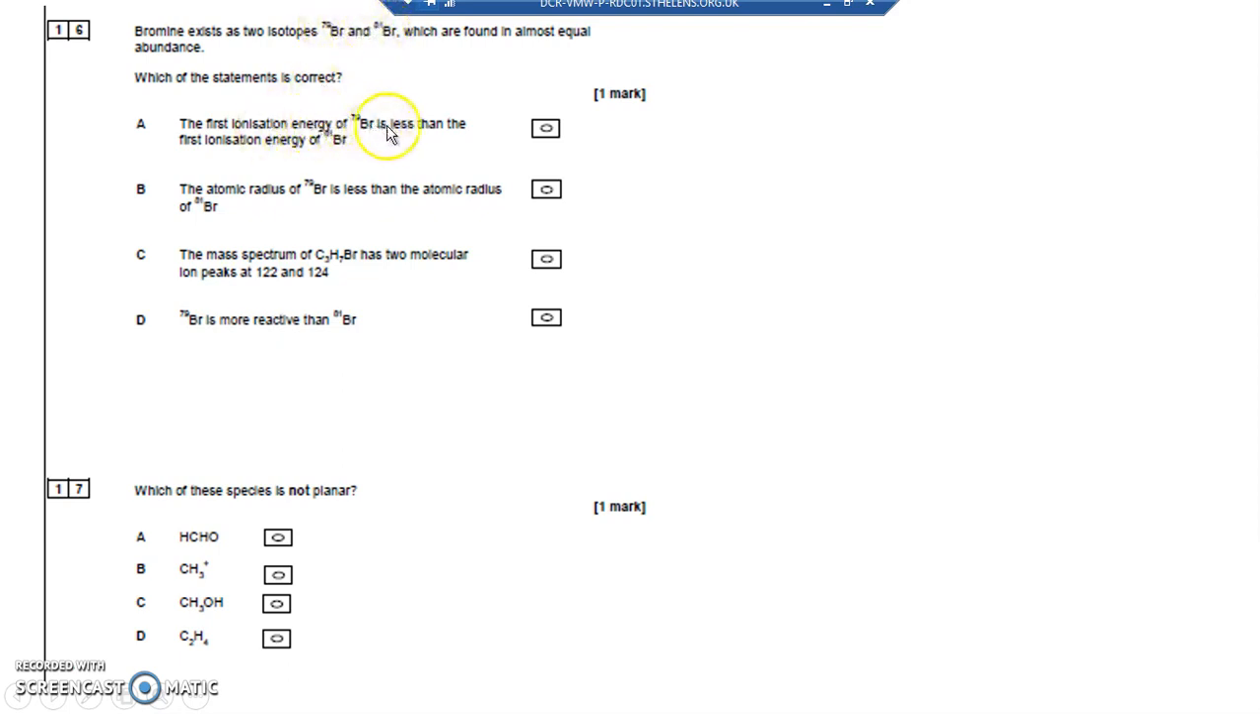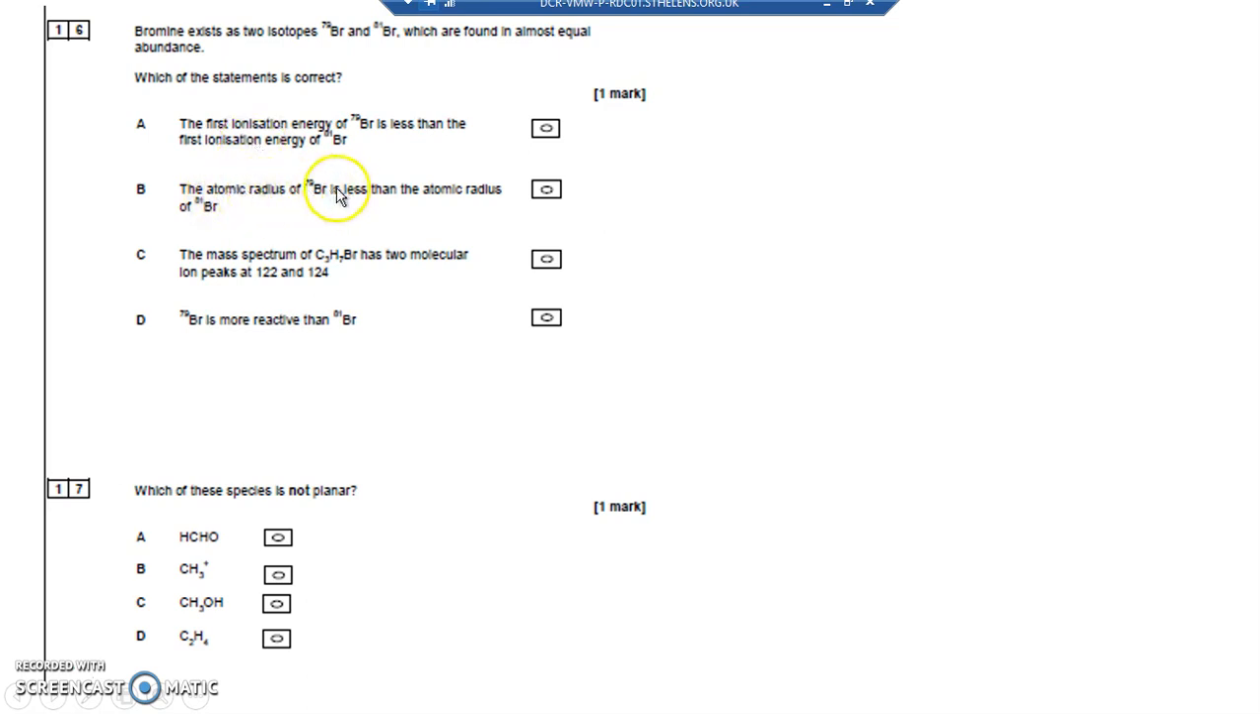So is the first ionization energy of 79 different from that of 81? Well, no, it's not, because the ionization energy depends on the nuclear attraction of the number of protons from the nucleus and the number of electrons and shielding and so forth. But the number of protons and electrons are identical in both, so the ionization energy is going to be the same.